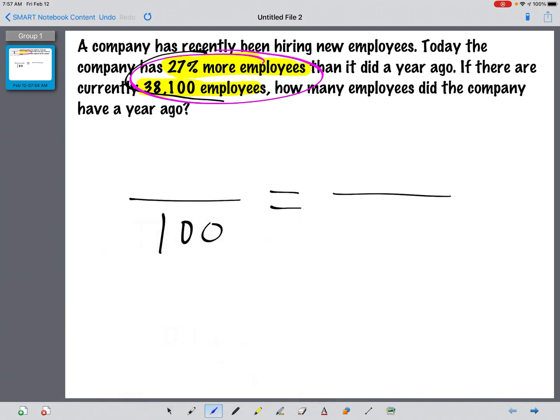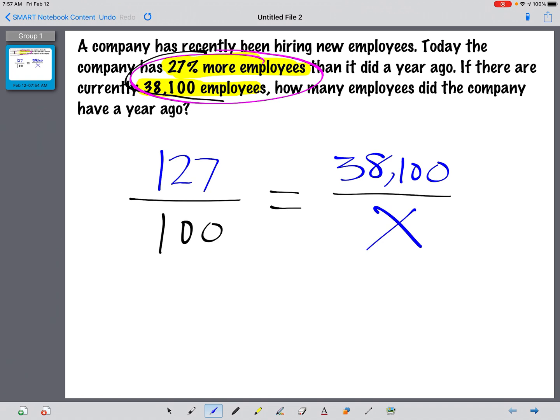All right, and so we can reflect that number in 127% of what it used to be. And so therefore we can use the question mark or a variable there. Let's just use a variable this time for the heck of it, right? And so now last year represents 100%, and this year is 127%, 38,100.